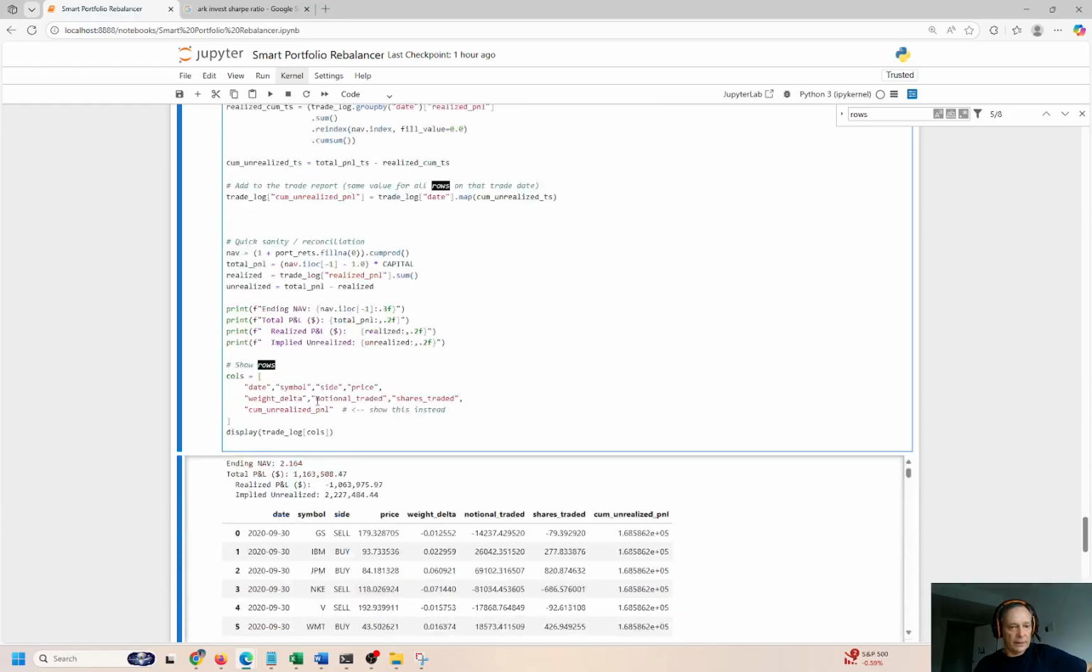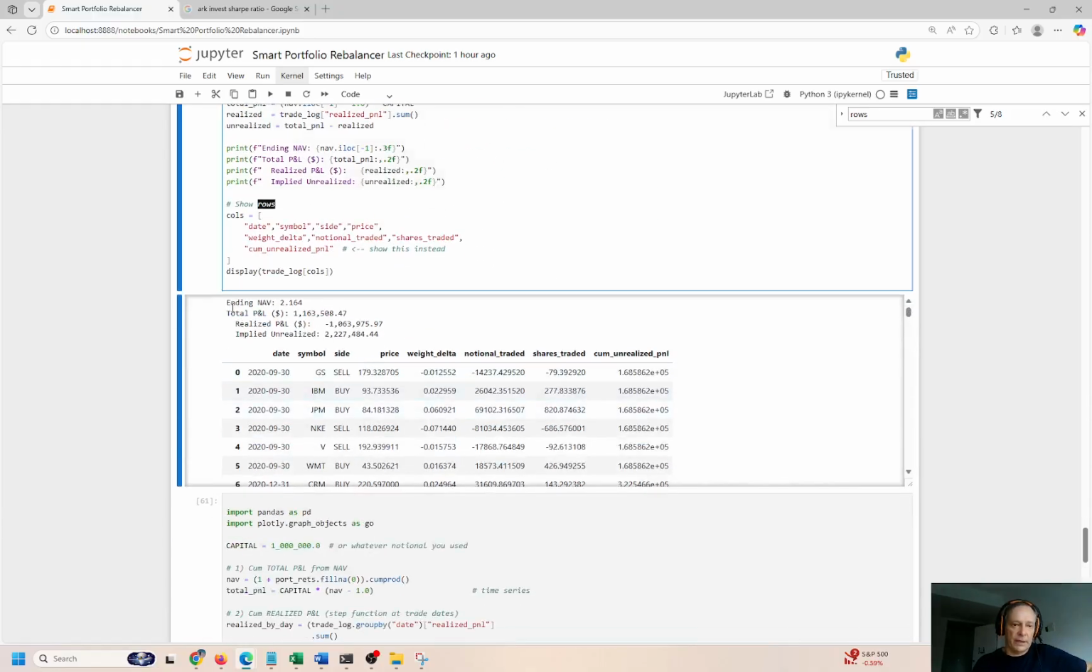When we go down here, we can see what the totals are. Ending NAV was 2.164. So this is a net asset value. That looks good to me. 2 times gain on the NAV. Total P&L is 1.16 mil. So we took some losses, right? We took some hits. Not every trade is going to be profitable. Obviously, you're going to have some losses. There's no portfolio that only generates gains. That's impossible, right? So we took 1.063 million losses, but we generated returns of 2.27 million, right?